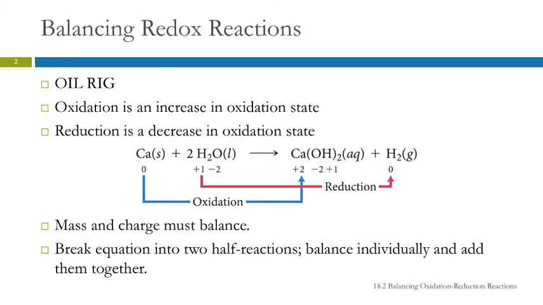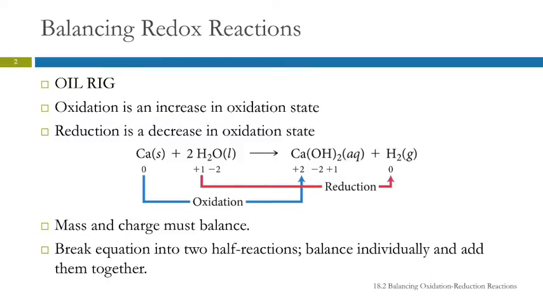Now, what's important in balancing these redox reactions: the ones in chapter 4 are more straightforward, but sometimes you can't balance these by inspection. Because in order for this to be balanced, not only does mass have to balance, the number of atoms of each element, but the charge has to balance also. And a method for balancing redox reactions that can't be balanced by inspection is called the half reaction method. So we break the equation into 2 half reactions, one for the oxidation, one for the reduction. We balance them separately, and then we add them together.